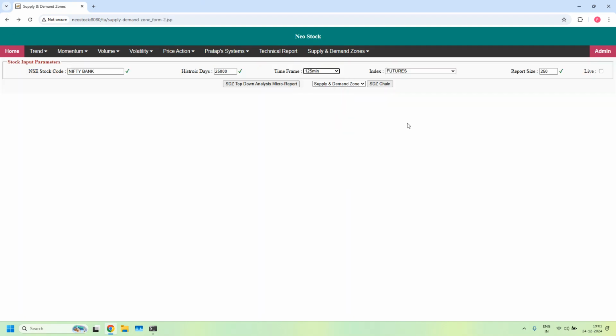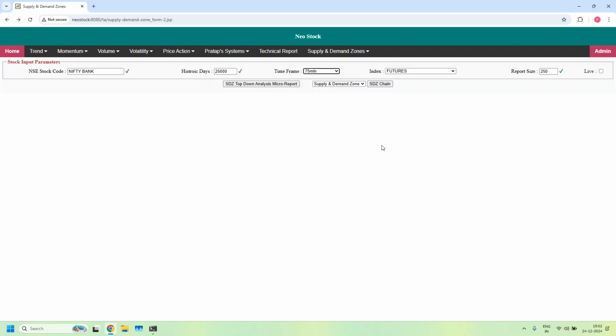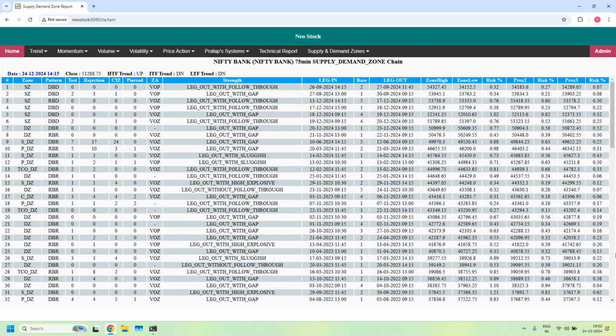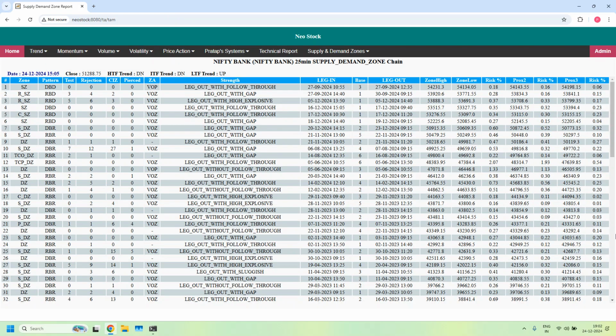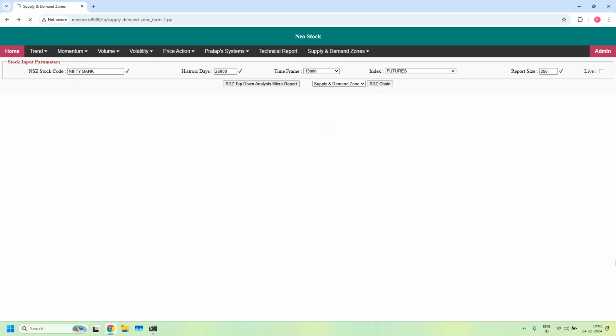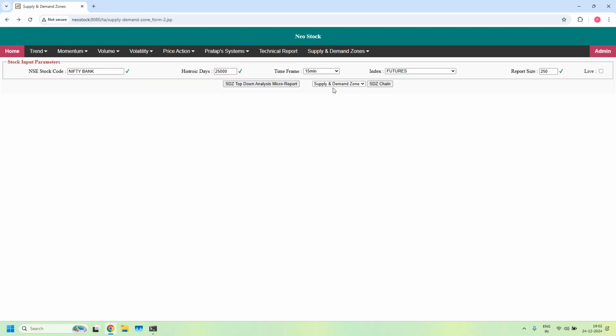Next, 125 minutes supply demand zone chain for Bank Nifty. Okay, next 75 minutes supply demand zone chain for Bank Nifty. Next 25 minutes supply demand zone chain for Bank Nifty. Next 15 minutes supply demand zone chain for Bank Nifty. Next 5 minutes supply demand zone chain for Bank Nifty.